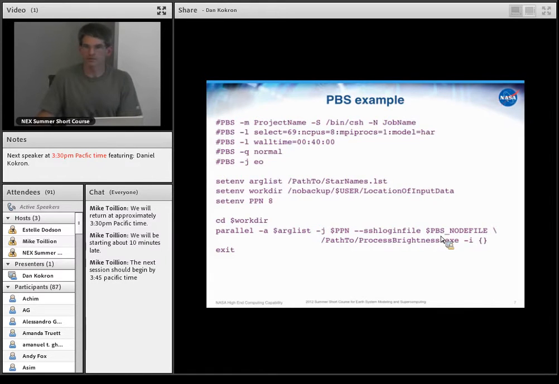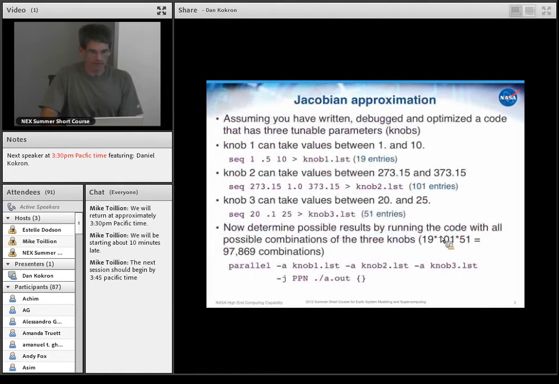The parameter sweep example that I went over. Say you've spent all summer writing, debugging, and optimizing an algorithm. Say it's a cumulus parameterization that you want to stick into a global circulation model, or some other algorithm, and it has 3 knobs.